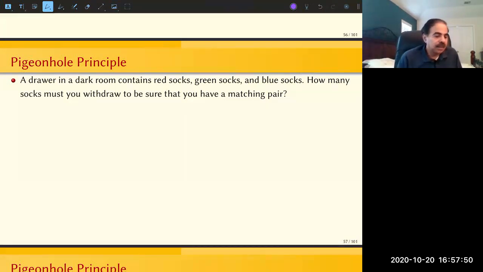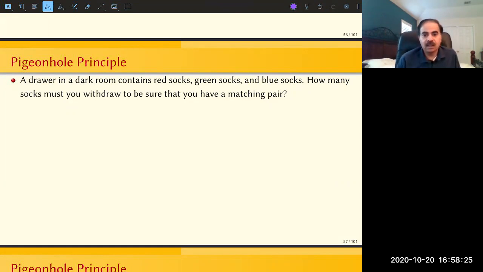There is a principle called the Pigeonhole principle, which is so obvious that one would wonder why we talk about it in the class. But let's start by posing this puzzle, which some of you may have seen already, right? You have a drawer in a dark room that has 3 types of socks, right? So it's dark, there's no light.